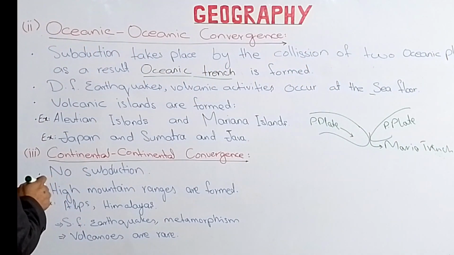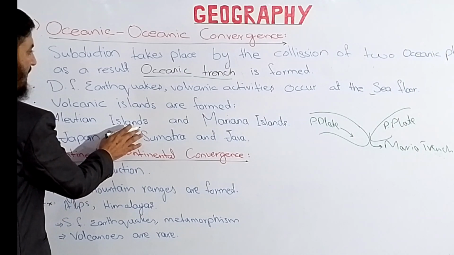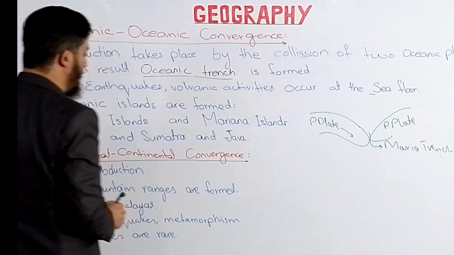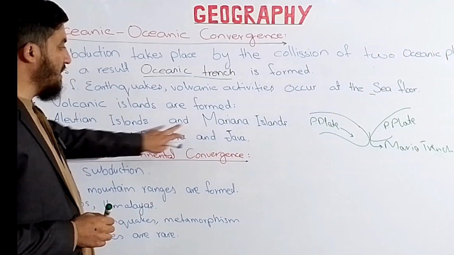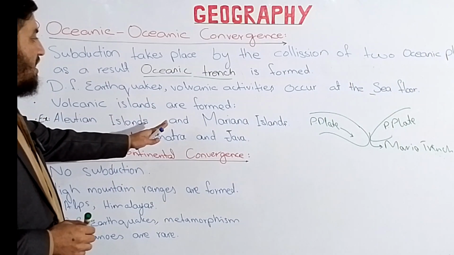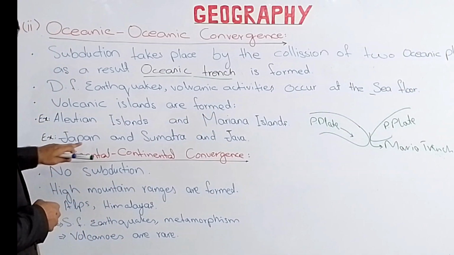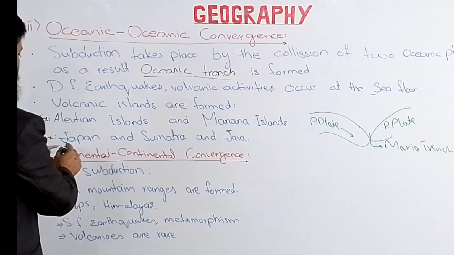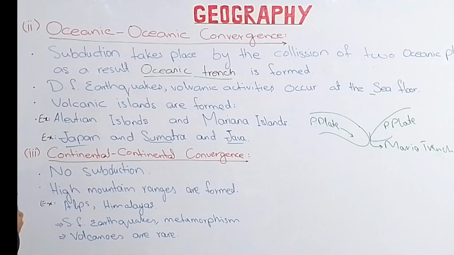Then we have other examples like the Aleutian Islands and the Mariana Islands as well. They are located in the Pacific Ocean. The Aleutian Islands are owned both by the US as well as by Russia, while the Mariana Islands are owned by the USA alone. And there are mature islands like Japan and Sumatra and Java, which belong to Indonesia. So these islands are formed as a result of the oceanic convergence.